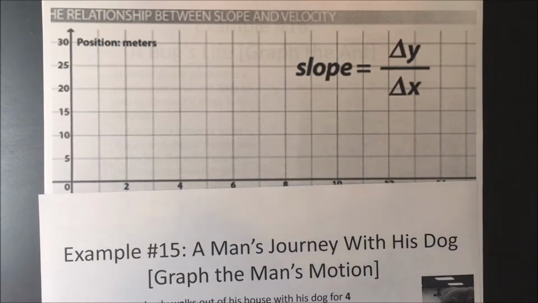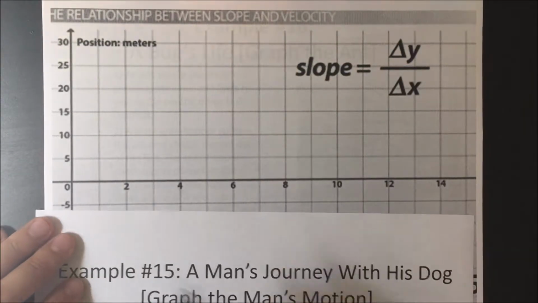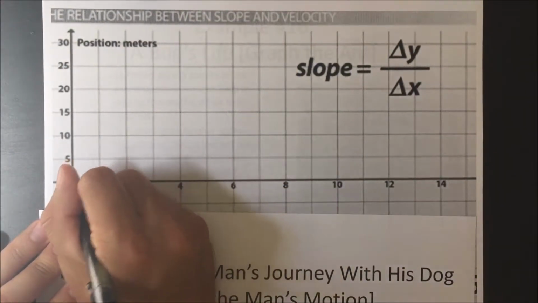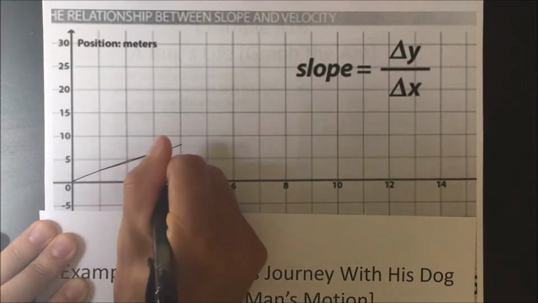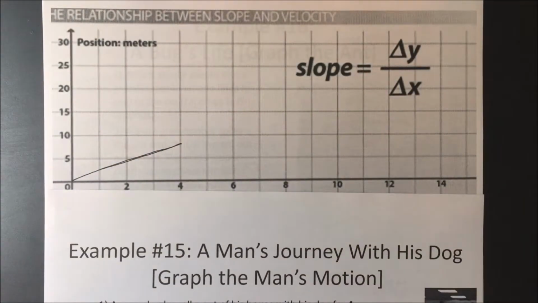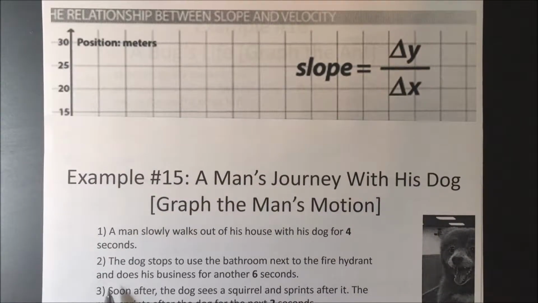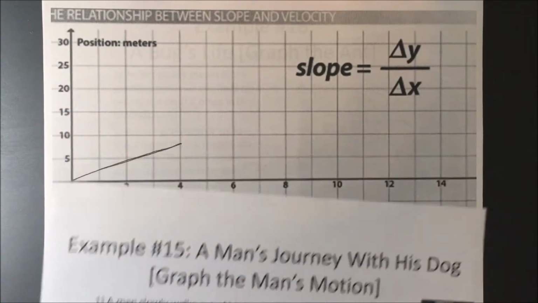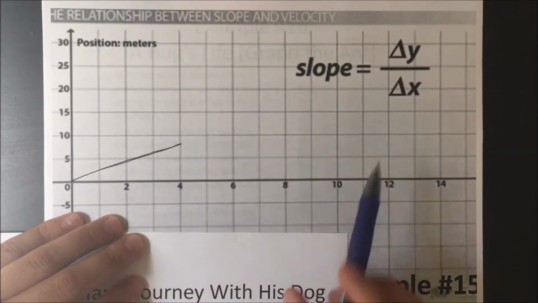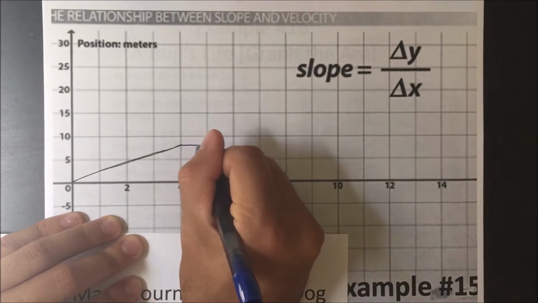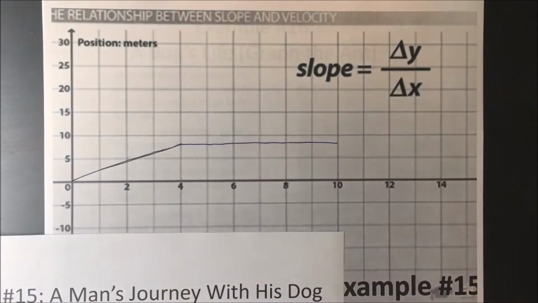So what we have is a man slowly walks out with his dog for 4 seconds. So he's going to be going slow. So we're going to draw something like a shallow slope like this. Okay? And the second part is the dog stops to use the bathroom next to the fire hydrant and does his business for another 6 seconds. So the dog isn't moving. So for another 6 seconds it's not going to be moving. It's peeing. And it's just going to be a flat line because it's going to be staying at the same position.